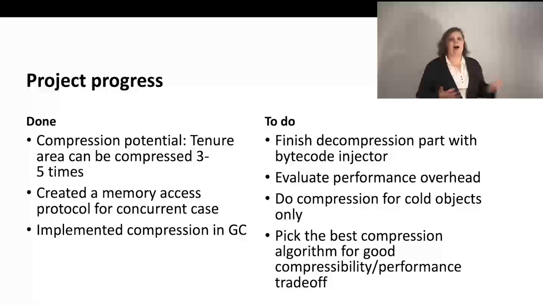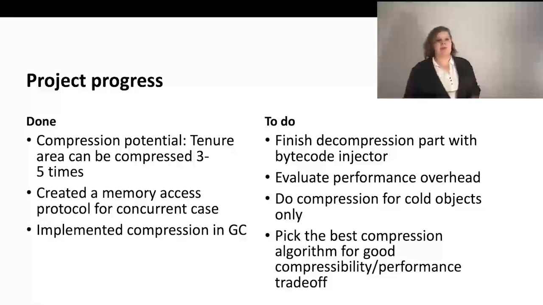We can separate hot and cold objects inside of the tenure area and compress only cold objects. We can pick the best algorithm to ensure good compressibility-performance trade-off. Eventually, we will move decompression into the code generator. Overall, I think that the project has a potential for memory footprint reduction 3x to 5x, but still more work is needed to optimize the performance of our design.